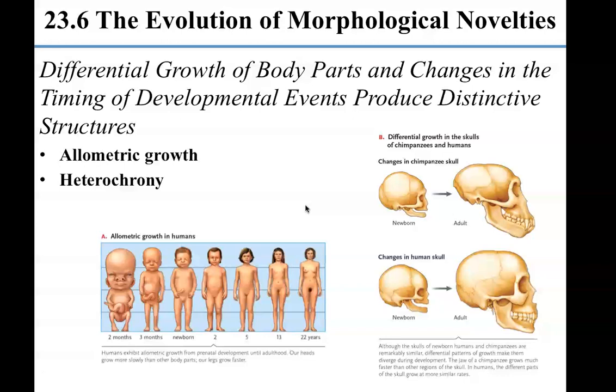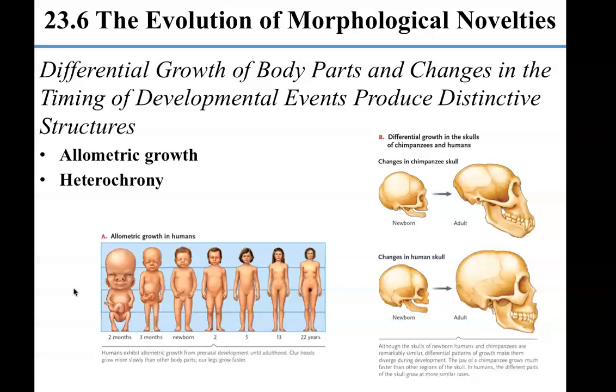Another thing that can happen is there can be differential growth of body parts and changing of developmental events in the course of the evolution of a species. On this slide, we'll talk about two examples. One is allometric growth, which is the differential growth of body parts. In humans, for example, when we're first born, we're nothing but skull. We're just a huge head with a freakishly small little body hanging off of it. Look at a newborn baby, and that thing is basically all skull.